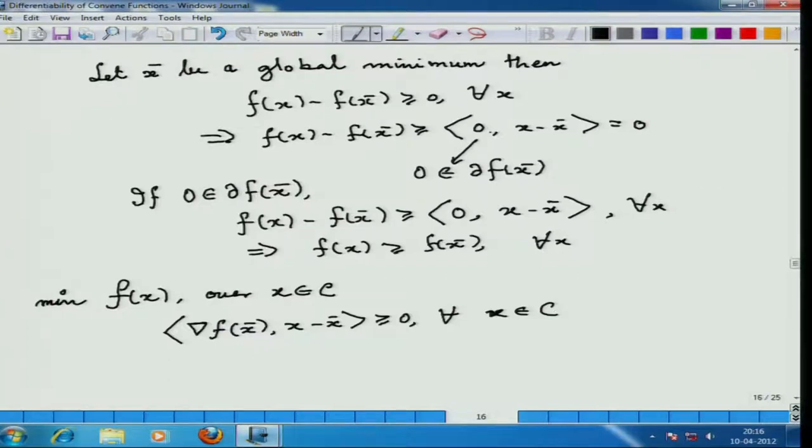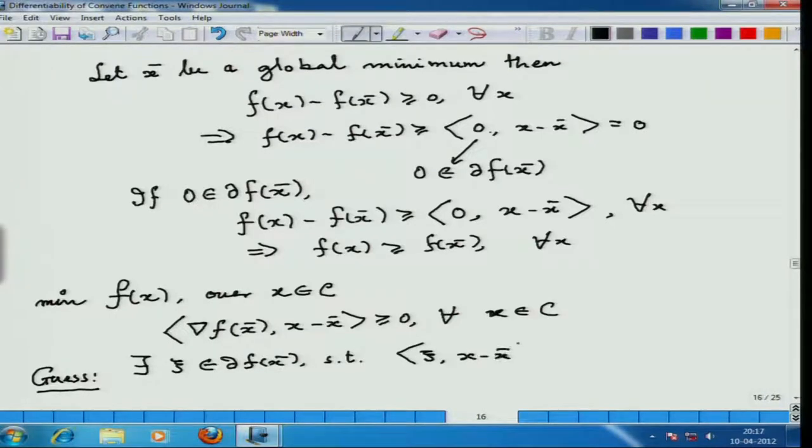Okay, let us make a guess. The guess is the following. There exists some xi, I do not know what it is, in del f of x bar, such that xi times x minus x bar is greater than or equal to 0 for all x an element of R^n. How do I prove this?